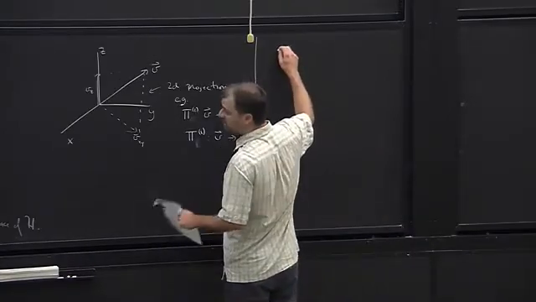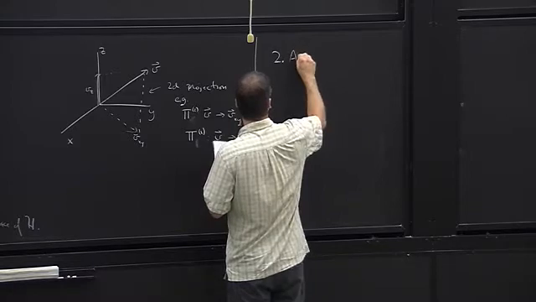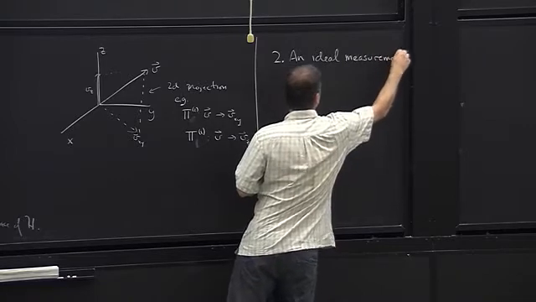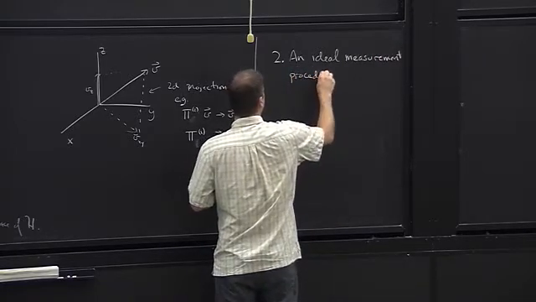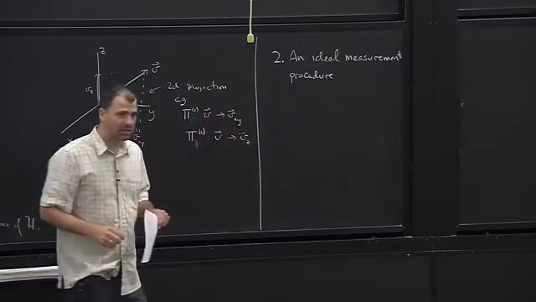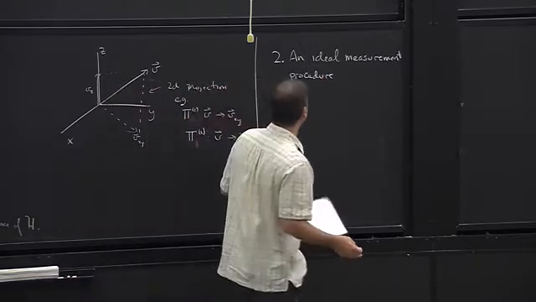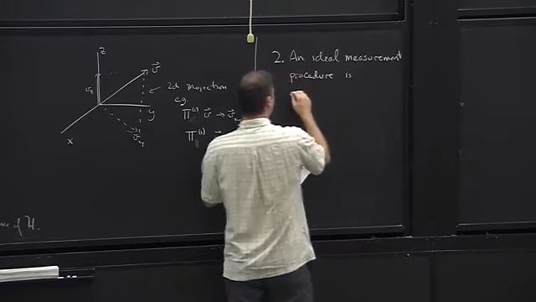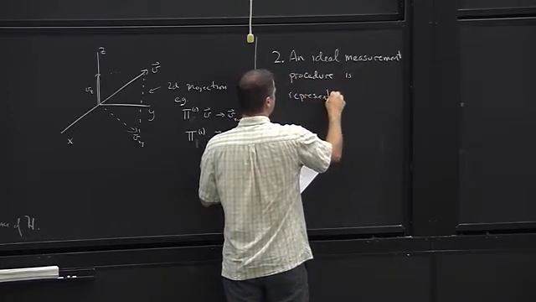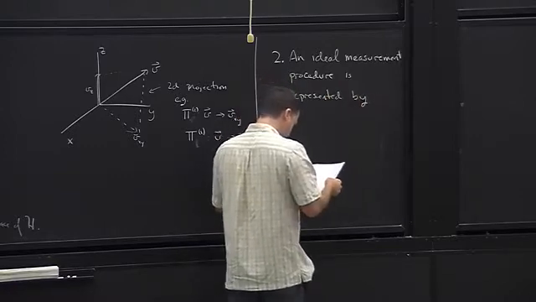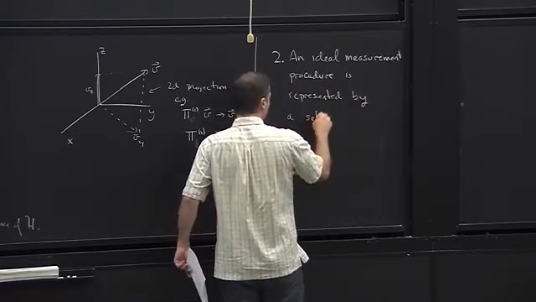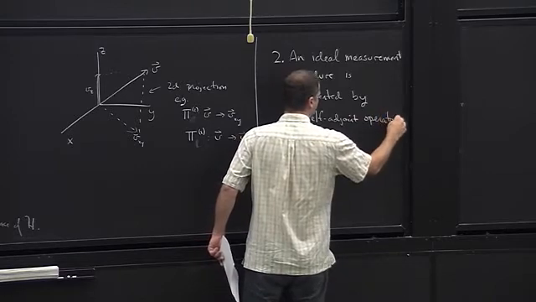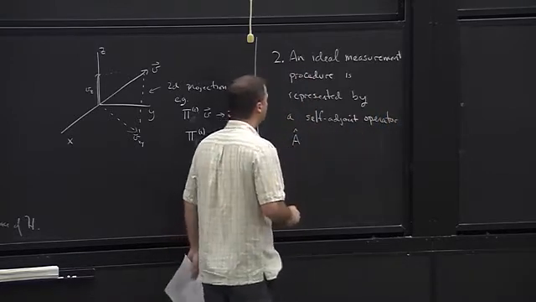So I was going to say axiom 2 is an ideal measurement procedure. Notice again, I'm referring to procedures. Our axioms are, for the moment, going to be essentially giving us a recipe for using quantum mechanics. An ideal measurement procedure is represented by a self-adjoint operator A.